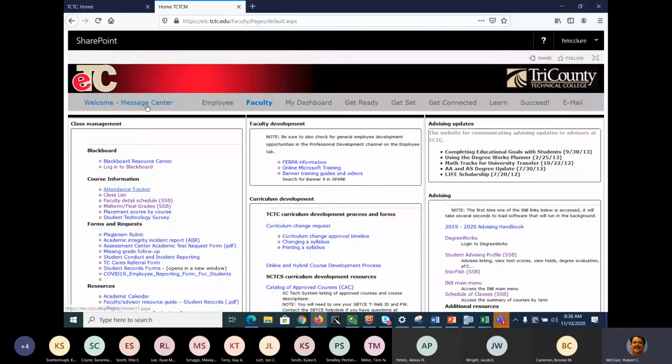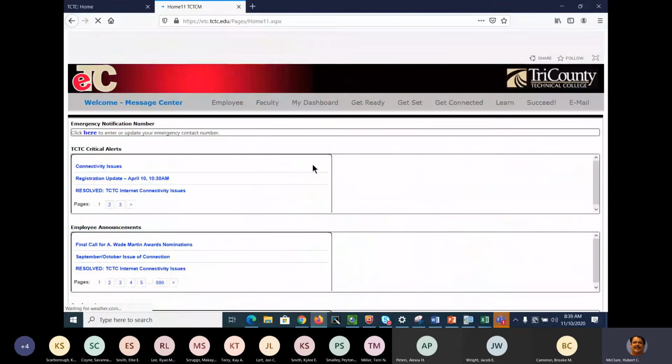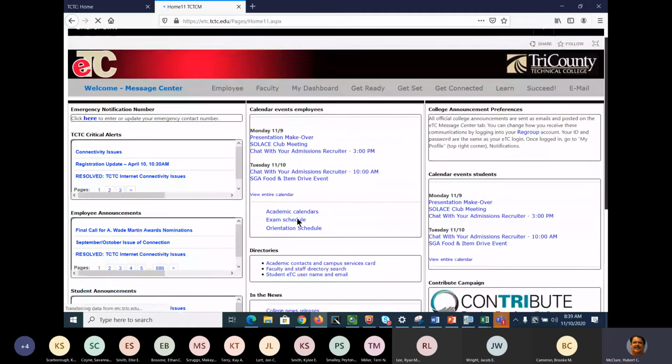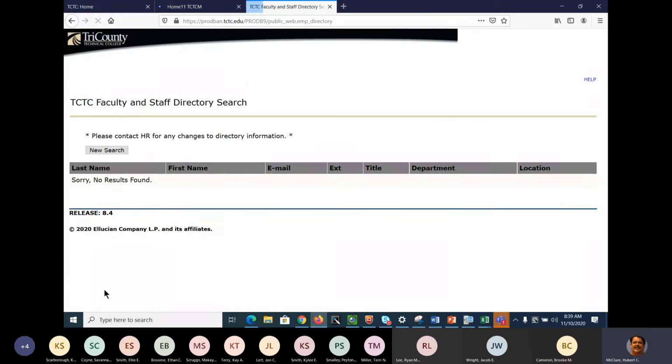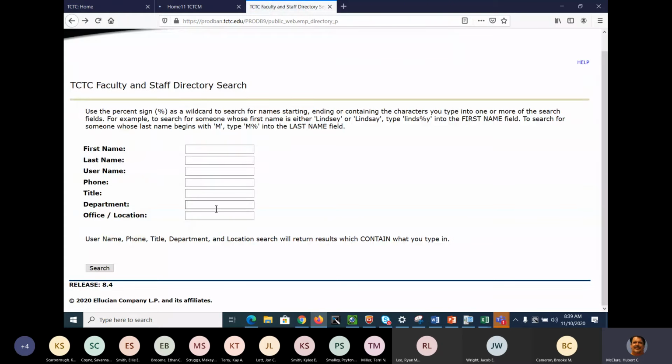I'm just looking to see how easy it is to find something. Departments. Arts and Sciences. Nope. Title department. I wonder if there's a department directory.